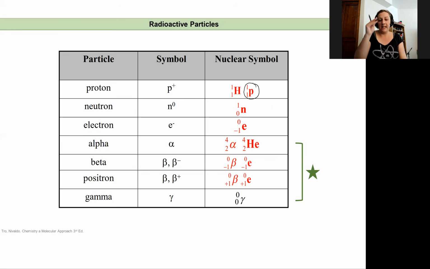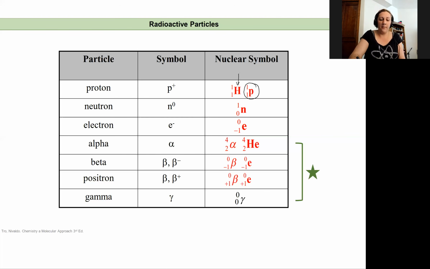So these nuclear symbols are looking just at the nucleus, which can be a little bit confusing when we're looking at the chemical symbol for something, but we're only talking about the nucleus of that chemical symbol, because there's no electron on this one, it's just the proton.